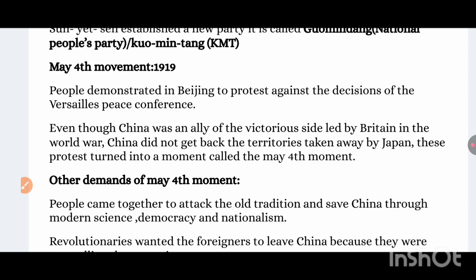After the Versailles Treaty Conference, Japan had to hand over the territories to China, but Japan delayed and did not give the places to China. So China protested against the Versailles Treaty Conference on May 4th, 1919. That's why it is called the May 4th Movement.